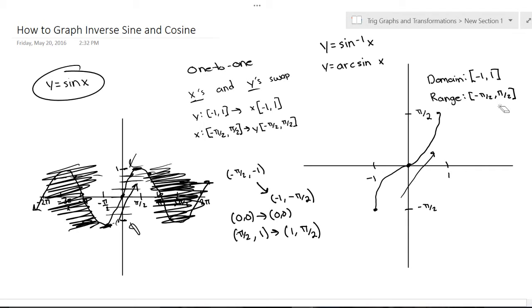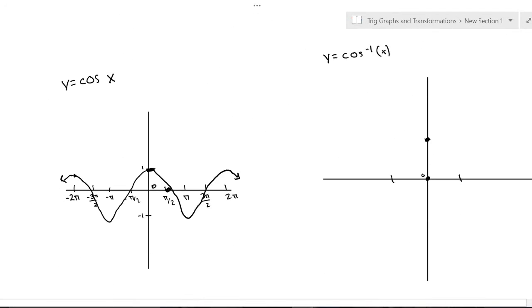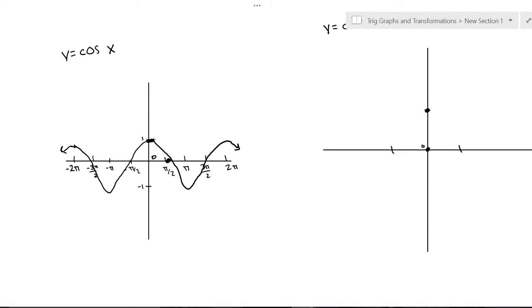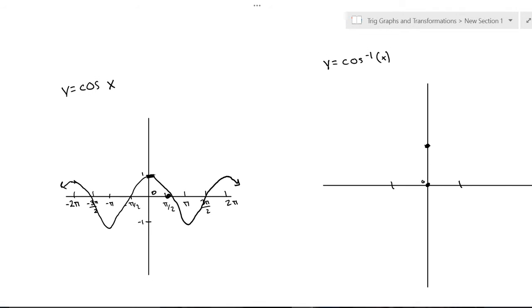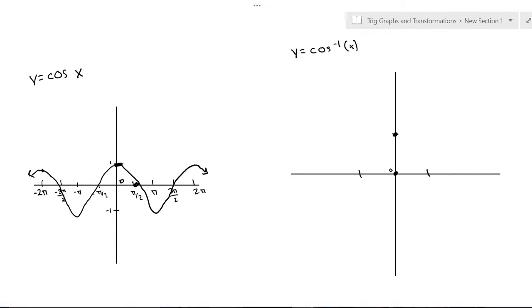So now that's inverse sine. Let's get into inverse cosine right here. Again, we run into the same problems where we've got to get this domain to where it can pass the horizontal line test, because notice we can draw a line here. It touches the graph many times. It's not going to pass the test. So we need to restrict the domain.